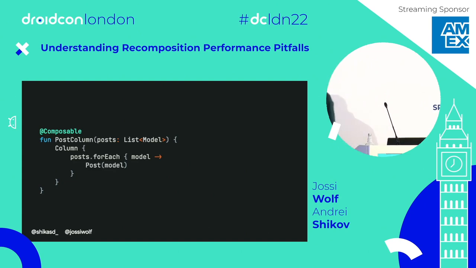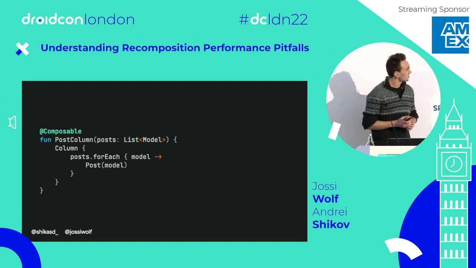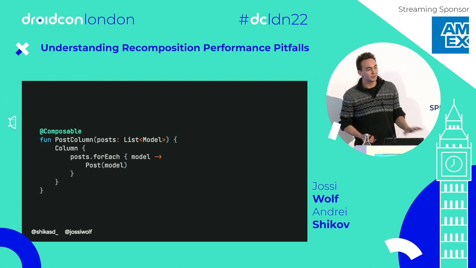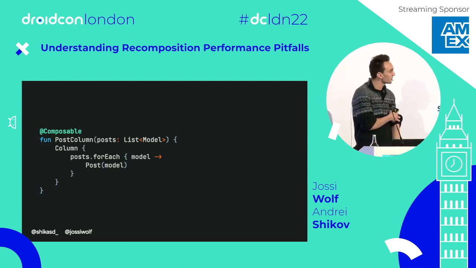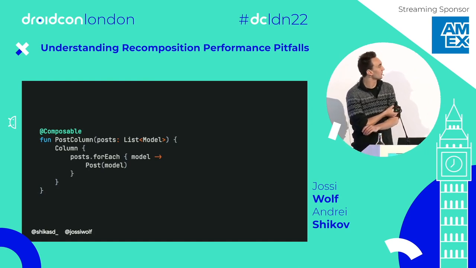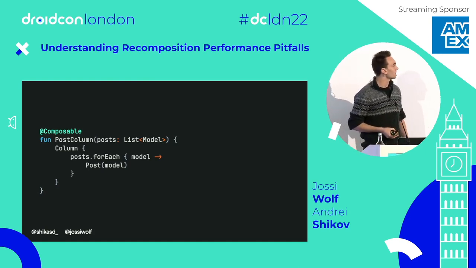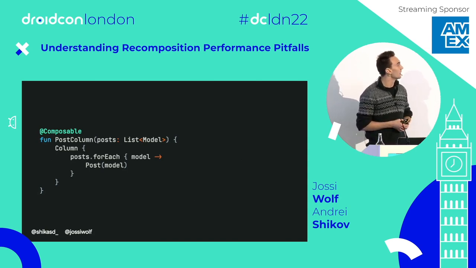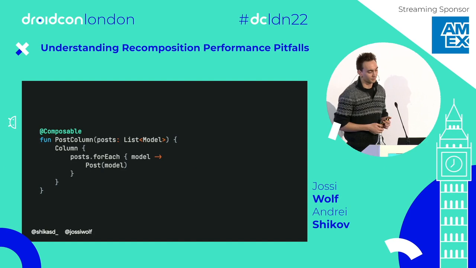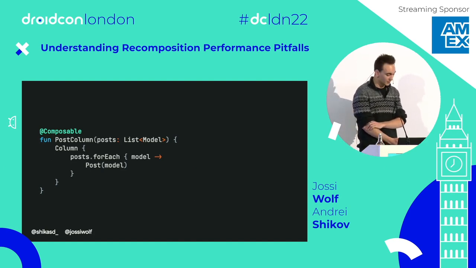Another thing that people talk a lot about is stability. So let's switch gears from all of our previous performance tips and take a look at the stability topic. Let's say we have this PostColumn composable. In there, we just have a column. As an input, we get a list of posts, a list of model, and then we just want to display all of them with a for each loop. So fine, right? The code is simple enough.